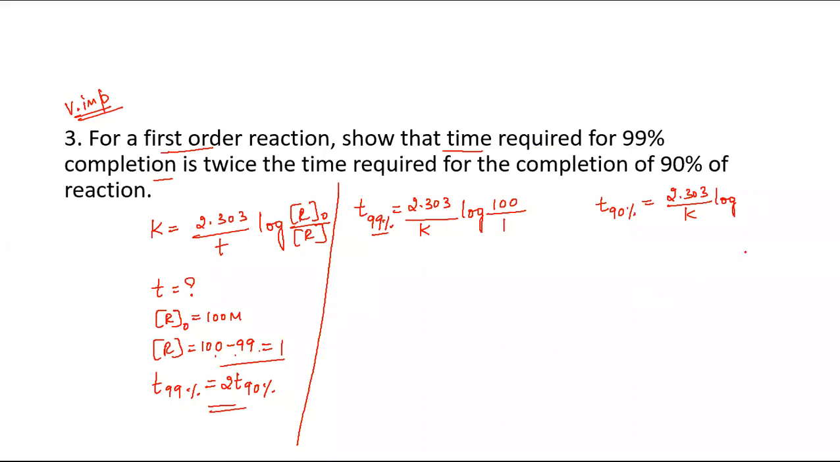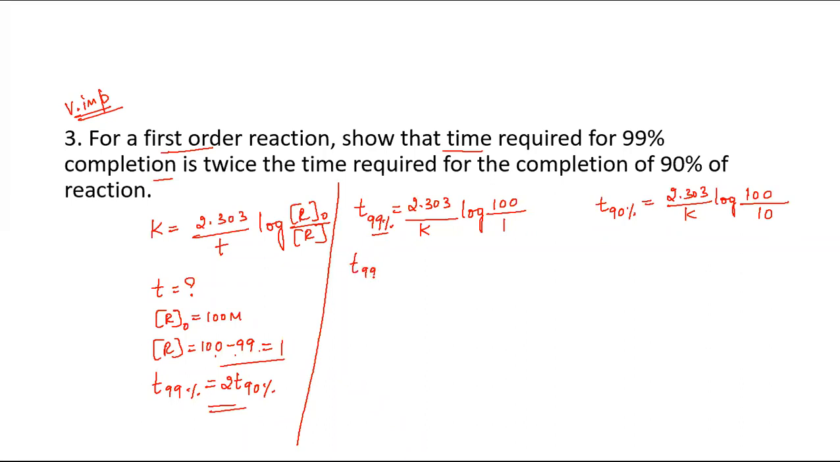Okay, so log initial concentration is 100 and for 90% the final will be 100 minus 90, that is 10. Okay, now we have to compare these two equations. You can take it as equation 1 and equation 2. So let us solve it.